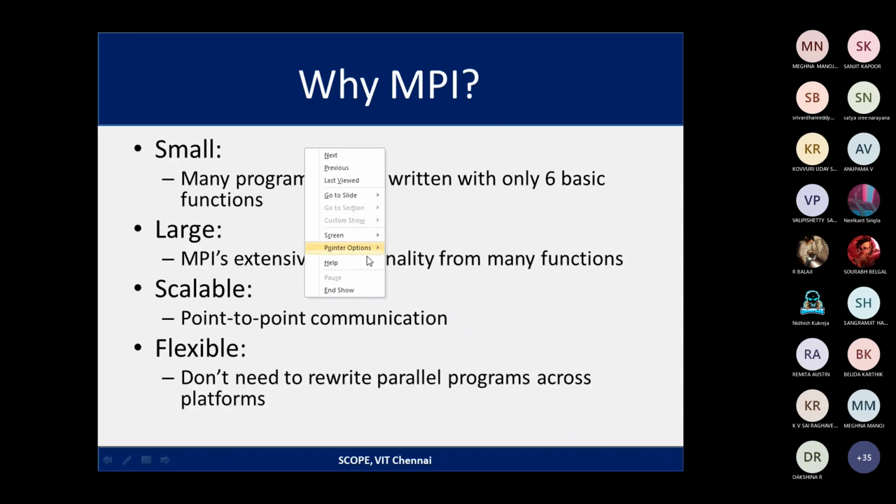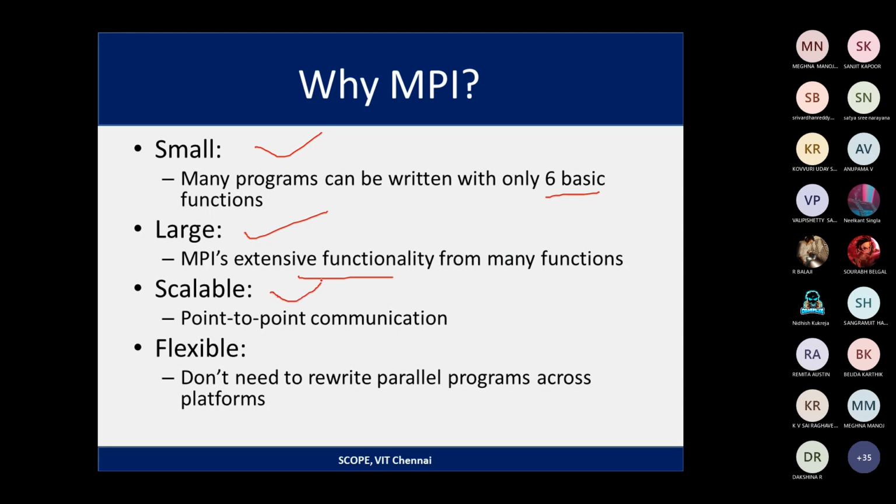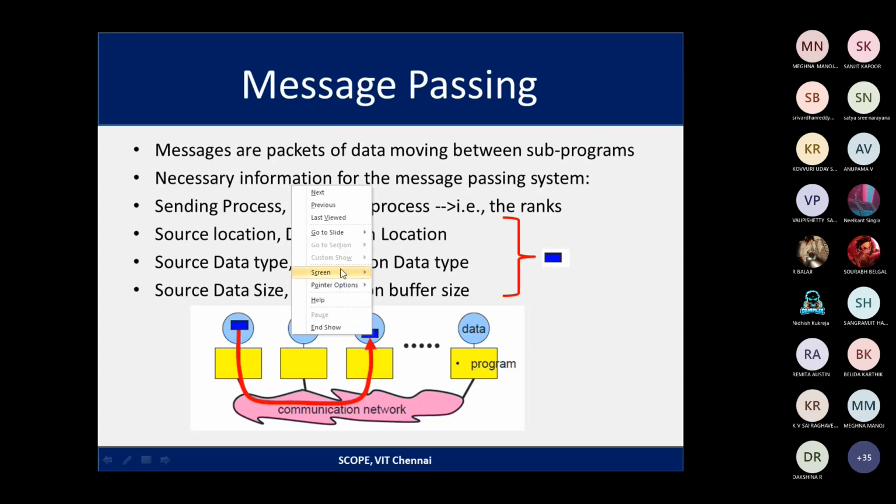So why do we have to choose MPI? It is small because with only 6 basic functions we can write the code, and it is large because MPI has extensive functionality from many functions. Using these 6 basic functions we can get multiple functionalities, and it is scalable. We can have point to point communication here, and it is also flexible. There is no need to rewrite the parallel programs across multiple platforms because the support will be there.